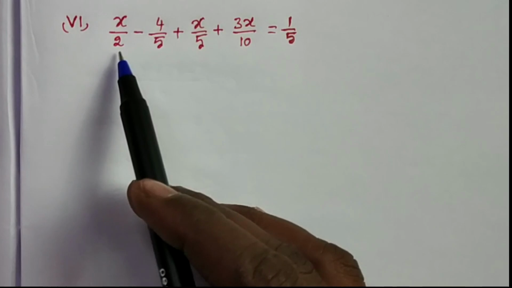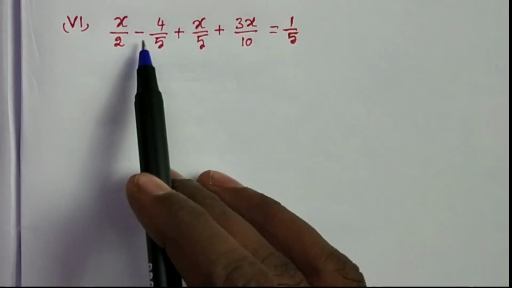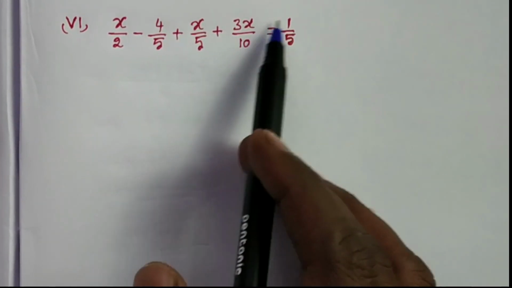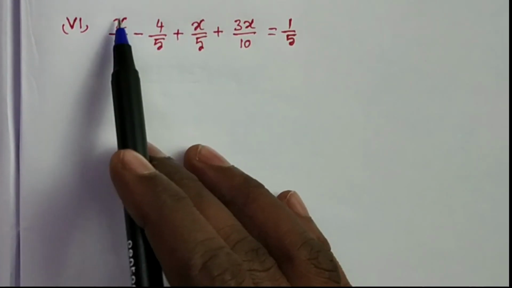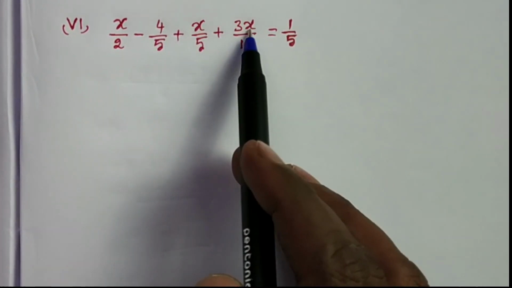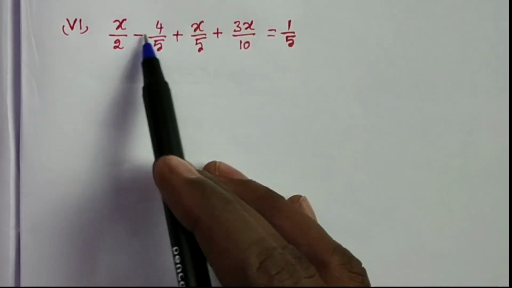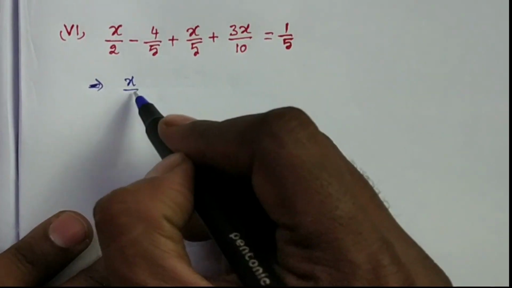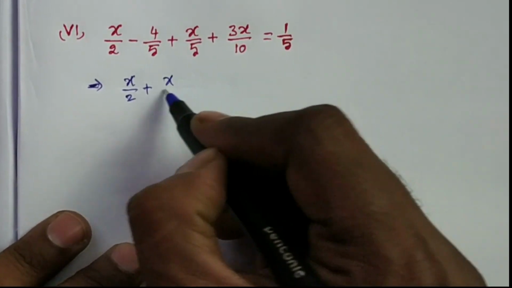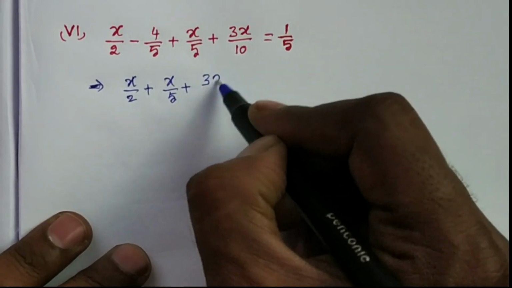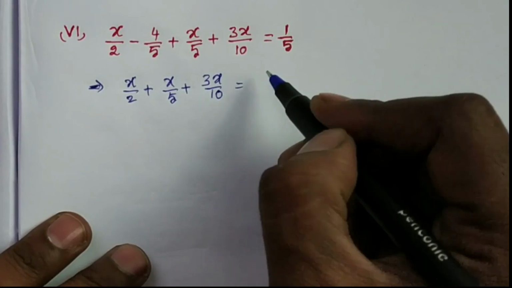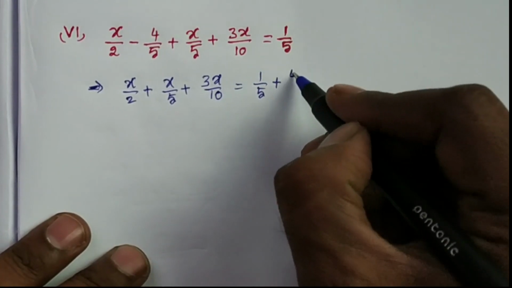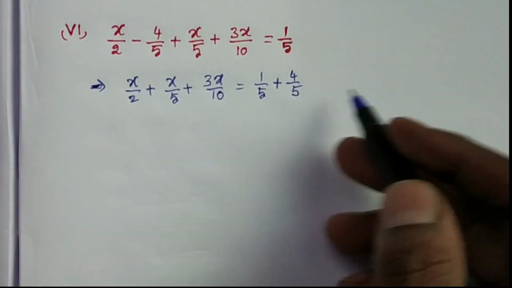The next one is the sixth one, that is x by 2 minus 4 by 5 plus x by 5 plus 3x by 10 is equals to 1 by 5. Observe all these terms. On the left hand side, all are algebraic terms, so they have a variable, but the second term is only a numerical term. So send that one to the right hand side. So now it will be x by 2 plus x by 5 plus 3x by 10 is equals to 1 by 5 minus 4 by 5, which changes to plus 4 by 5 when we send it to the right hand side.